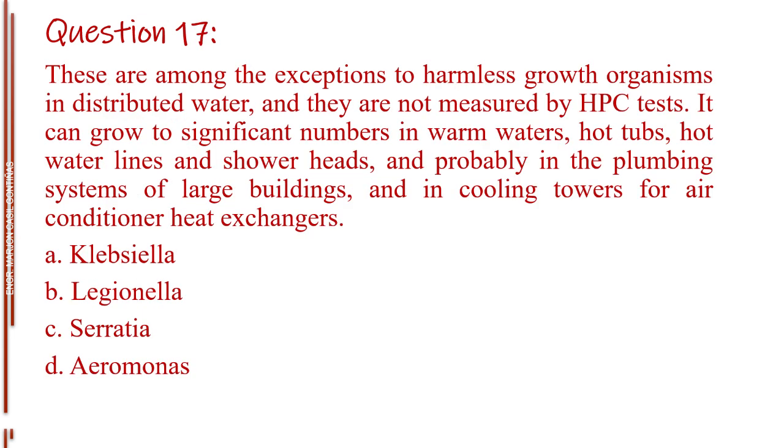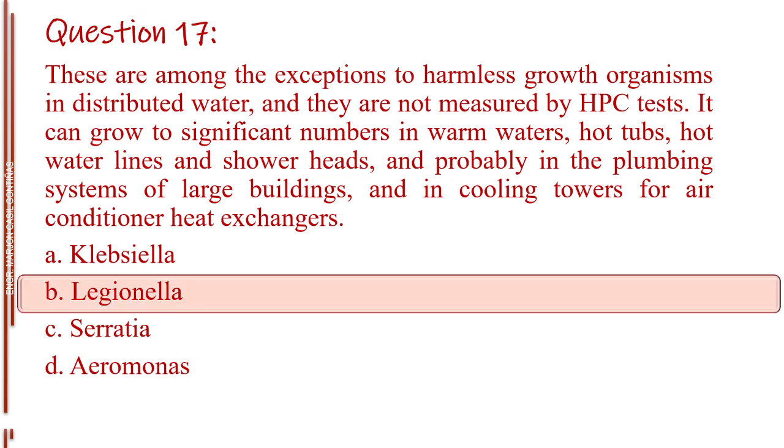Question number 17. These are among the exceptions to harmless growth organisms in distributed water, and they are not measured by HPC tests. It can grow to significant numbers in warm waters, hot tubs, hot water lines and shower heads, and probably in the plumbing systems of large buildings, and in cooling towers for air conditioner heat exchangers. Letter A, Klebsiella. Letter B, Legionella. Letter C, Serratia. Letter D, Aeromonas. The answer is letter B, Legionella.